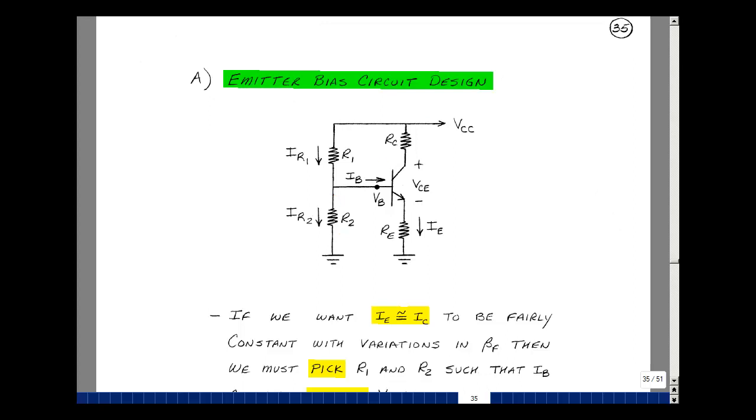How about the resistors RC and RE? Well, it's common practice to drop about a third of the power supply here, a third here, and a third here. If we do that, then the voltage at V sub B is roughly going to be equal to a third of the power supply plus VBE on. But if that's much, much bigger than this, then this voltage here is again fairly constant.